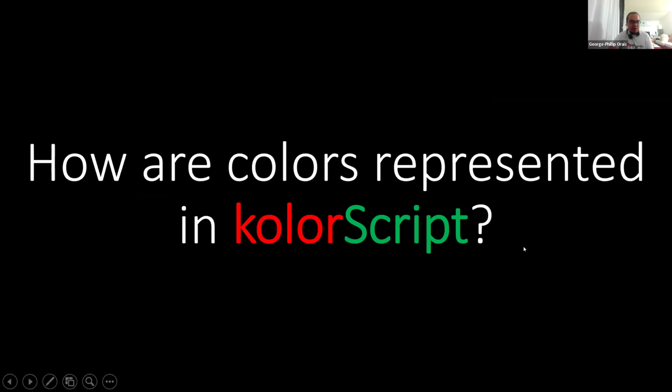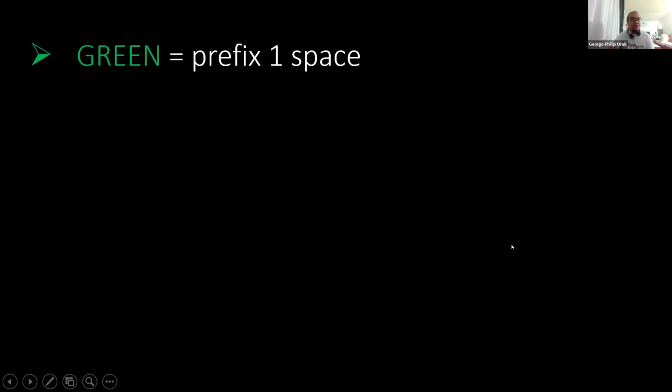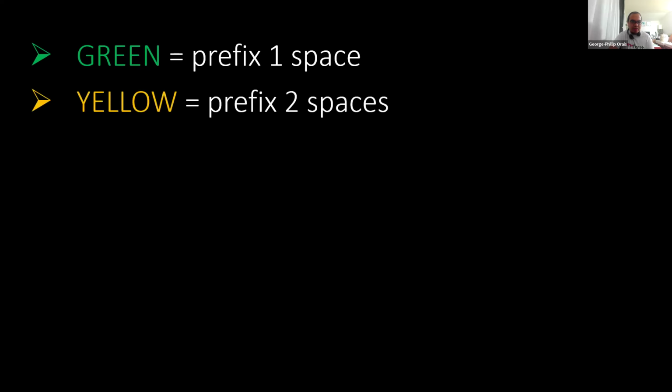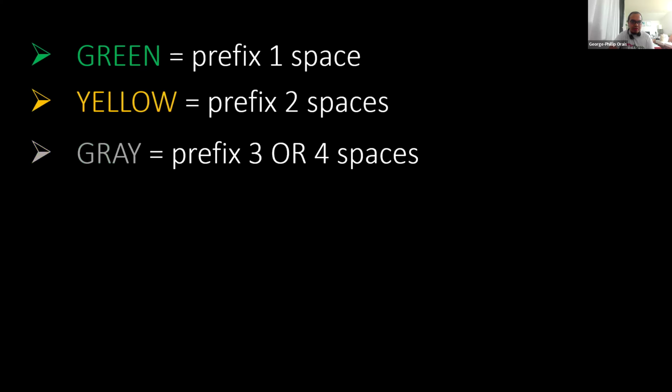So how are the colors represented in text files like ASCII? The approach I use is using spaces. It's like indenting in Python, where it will count the spaces. For green, there's a prefix of 1 space, so if there's a prefix of 1 space on the word, it will be colored green. For yellow, 2 spaces, and for gray, 3 or 4 spaces. And for blue, a postfix of 1 space.